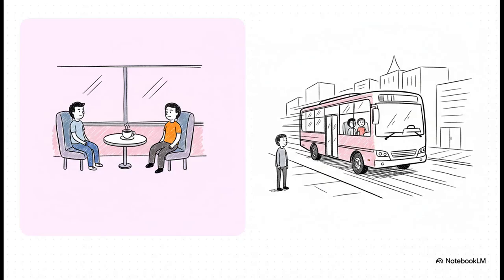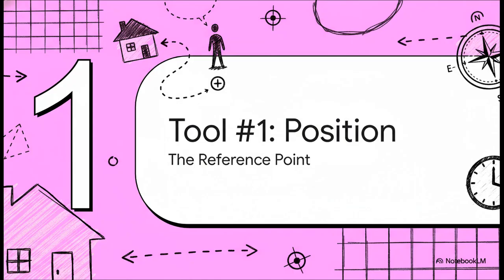Okay, picture this. You're on a bus. To the person sitting right next to you, you're not moving an inch, right? You're both just sitting there. But to someone standing on the sidewalk watching the bus go by, you are definitely moving. See? Same you, same bus, same moment, but two totally different answers. And that gets to the absolute heart of this. To talk about movement, we first have to agree on a fixed point of view. And that right there leads us perfectly into our very first tool.